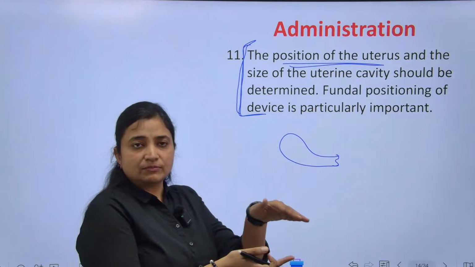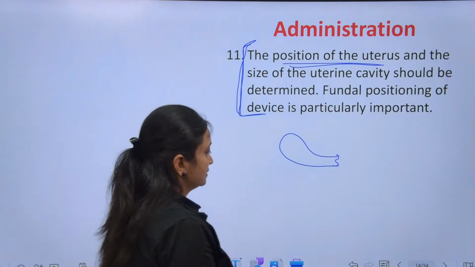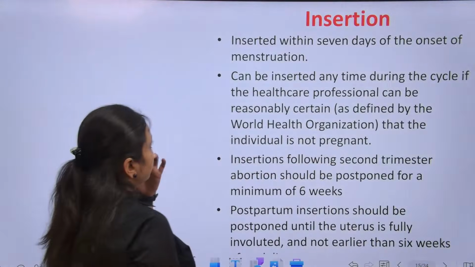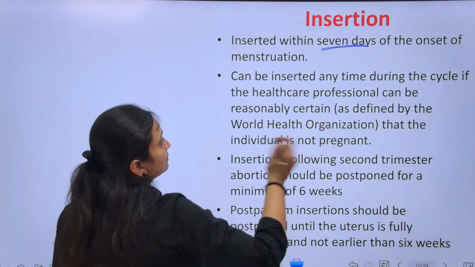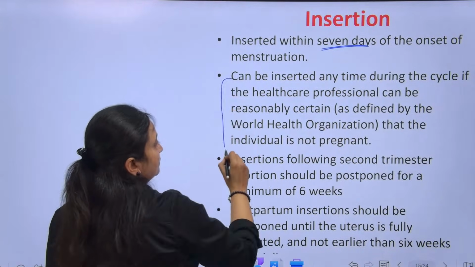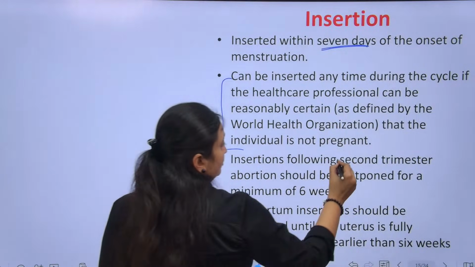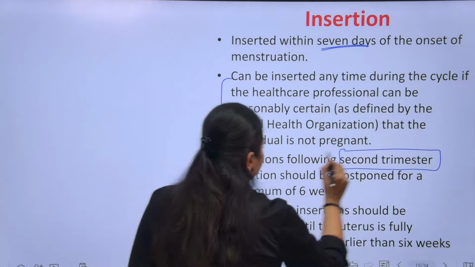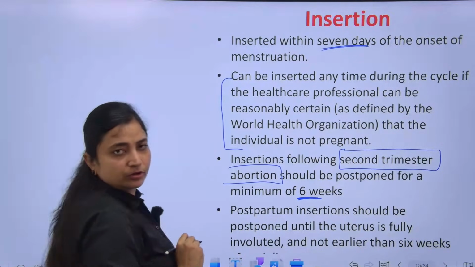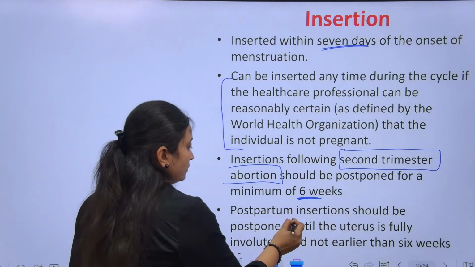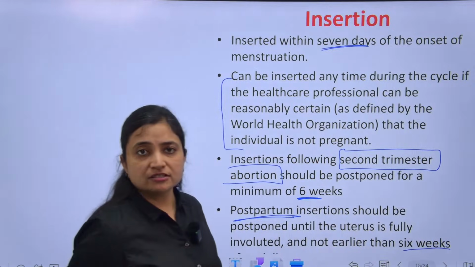In your bimanual examination, whether the uterus is anteverted or retroverted, what is the size, just confirm. We have talked about insertion within 7 days of the onset of menstruation, and we should be reasonably sure that the patient is not pregnant. I am repeating it again and again. If the patient had a second trimester abortion, then it should not be done up to 6 weeks after the abortion. Or if she wants it in the postpartum period, then minimum 6 weeks and maximum 12 weeks we need to wait.